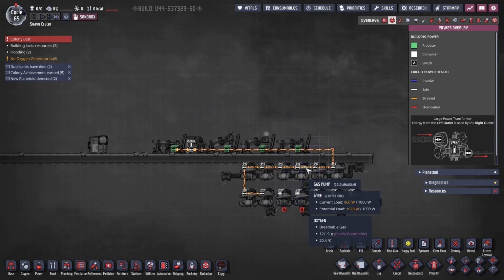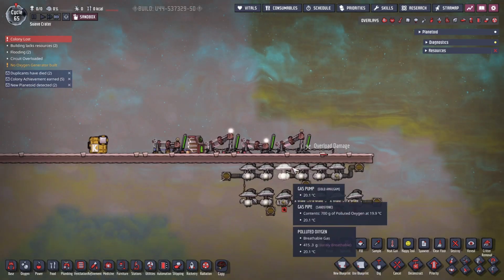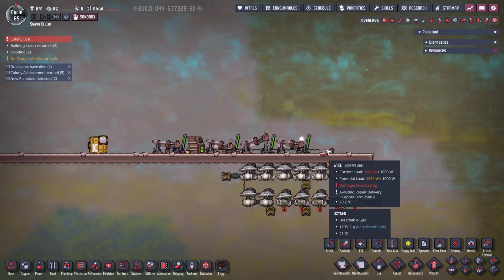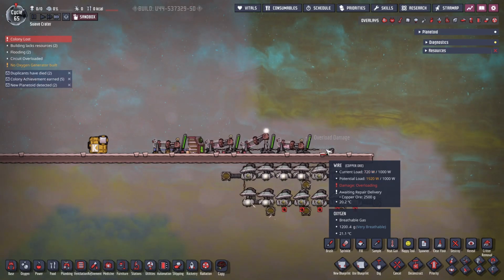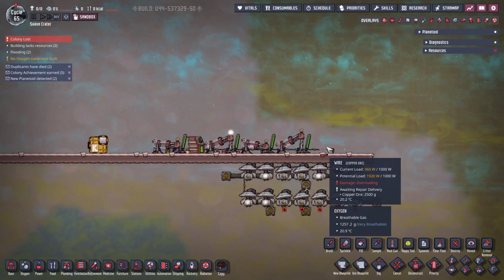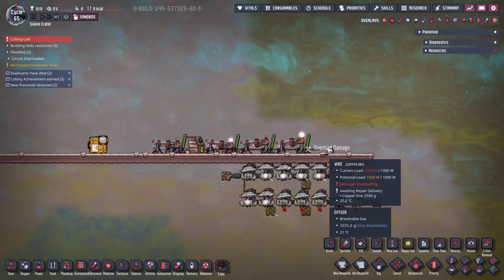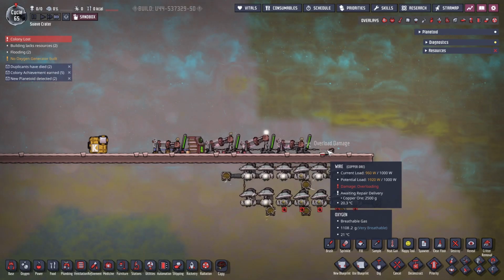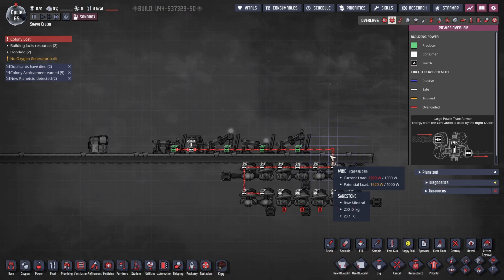We can already see that it turns red, and eventually we can see here that we got some overloading damage. We have damage here because the circuit overloaded, and therefore it received damage, and it's going to keep receiving damage until it completely breaks, and then you'll need the duplicant to repair it. So why does this happen?